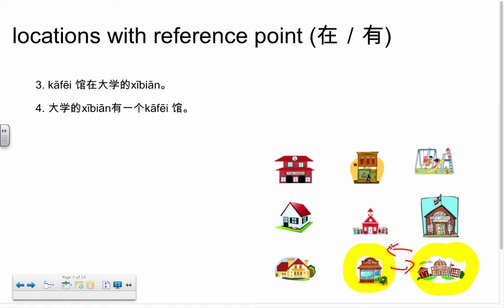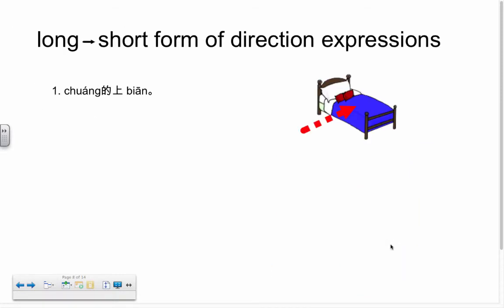So we're going to work on this tomorrow in class, but that's about it. The one last thing I want to go over is long to short forms of direction expressions, which you might also remember. We touched on it very briefly last year. So here I'm talking about, right here, on top of the bed. So I can say 床的上边. Remember 床 from like 起床, to get up in the morning? It means to get up from bed. 床 is bed. 床的上边. Good, so that means on top of the bed.